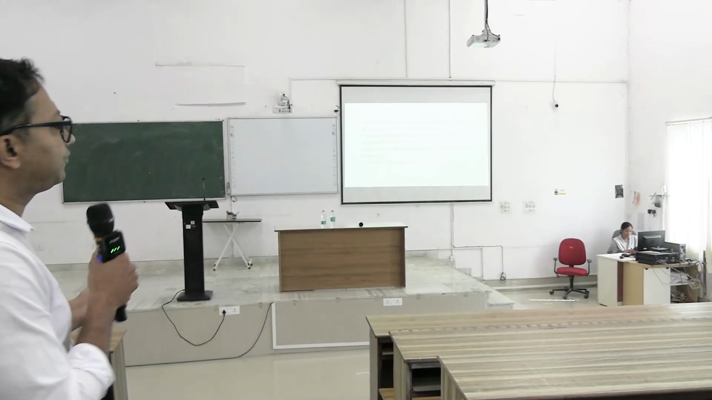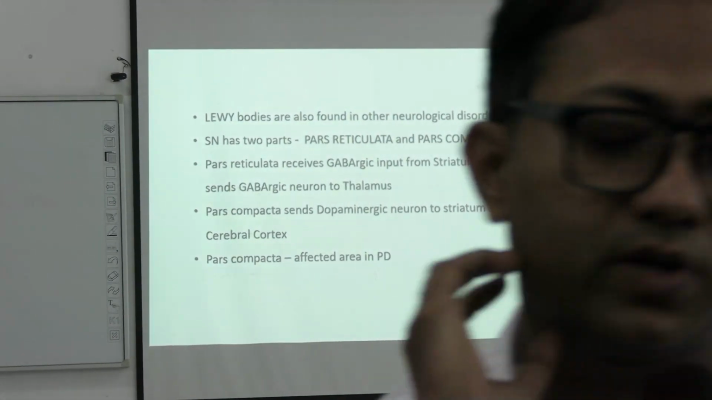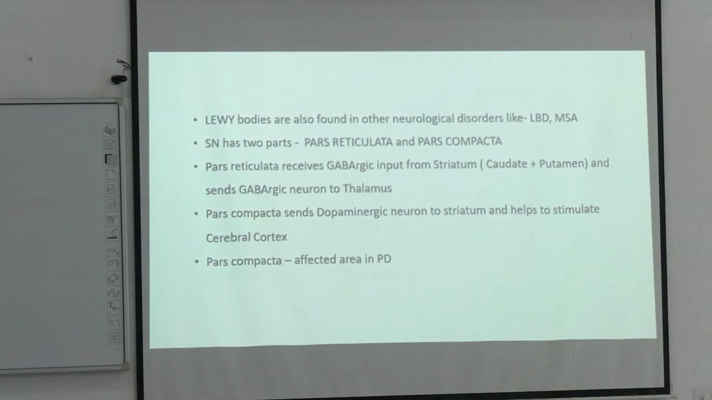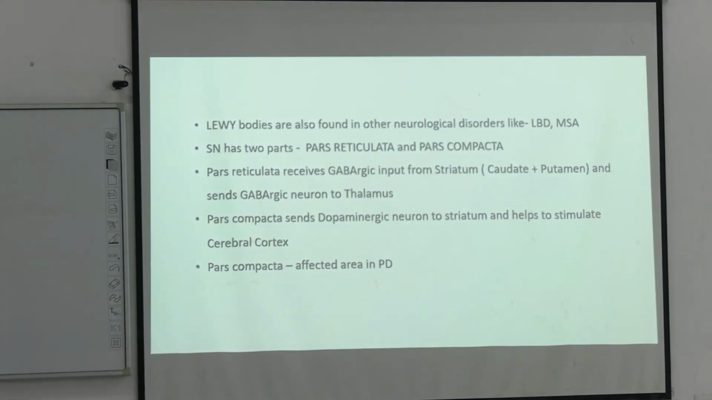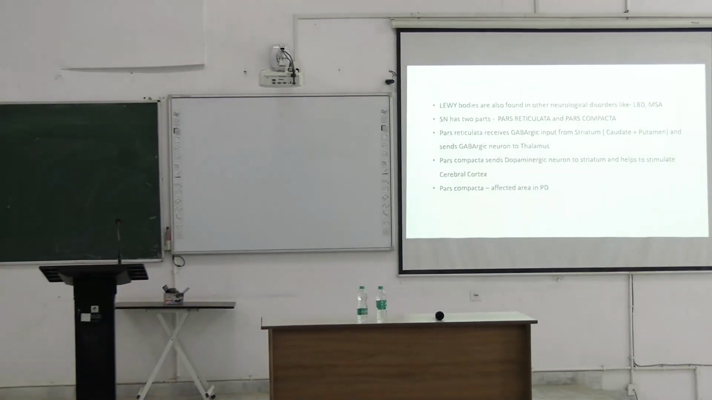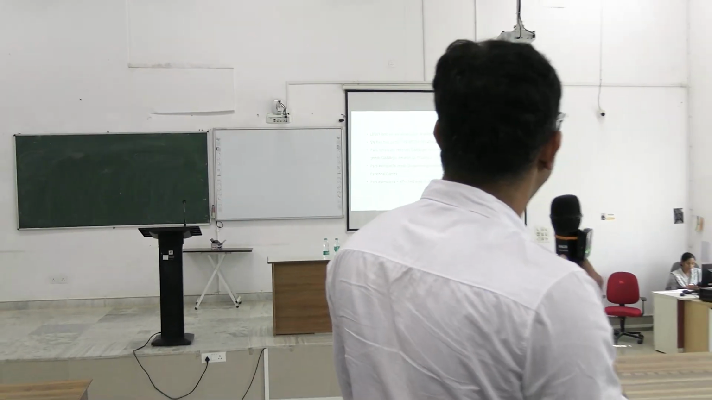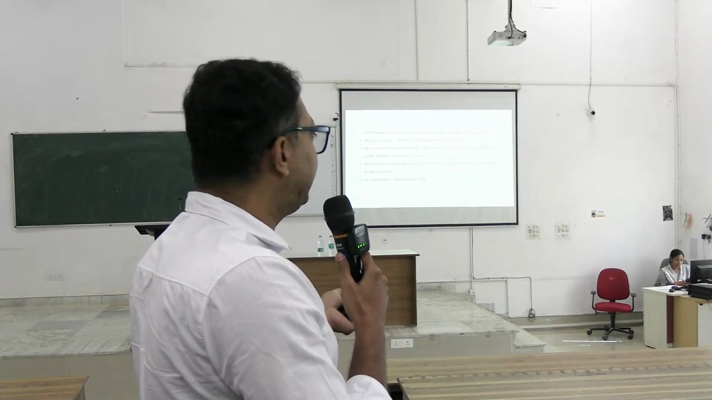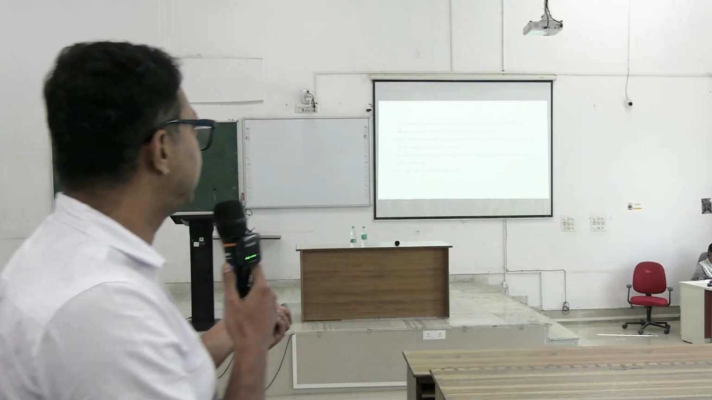Lewy bodies are also found in other neurological disorders. Again MCQ zone for your NEET PG or NExT PG, whatever. So alpha-synuclein inclusion bodies are not only seen in Parkinson's disease, they are also seen in other neurological disorders like Lewy body dementia, LBD, and multiple system atrophy.